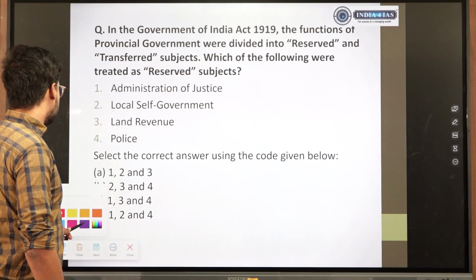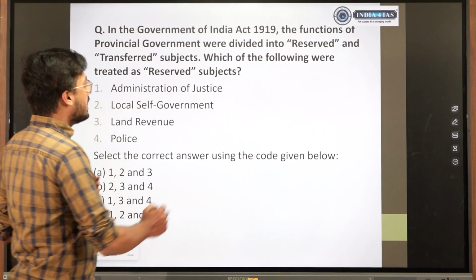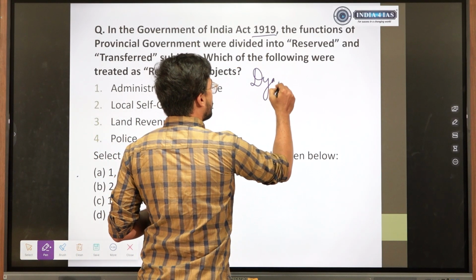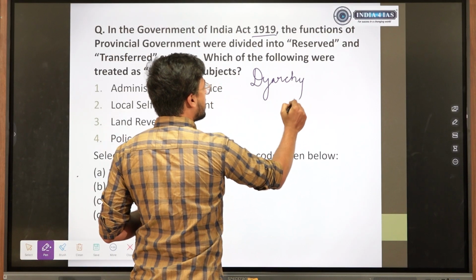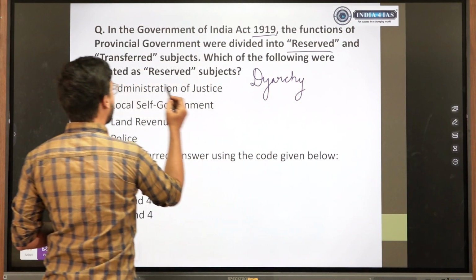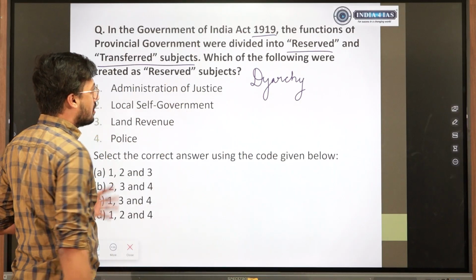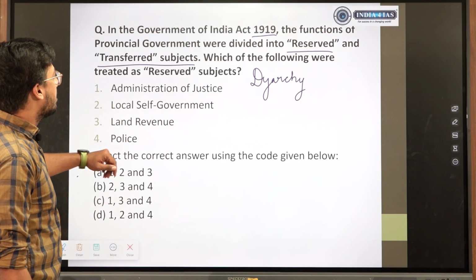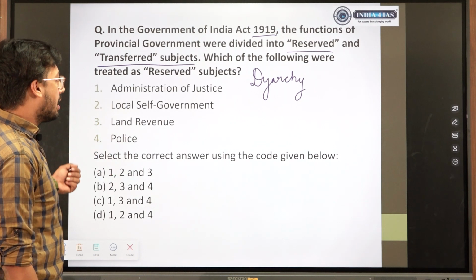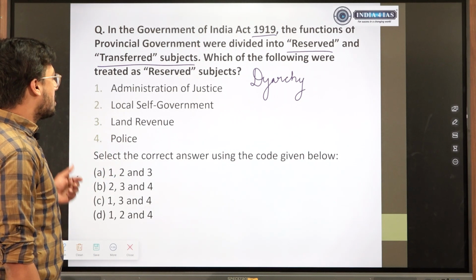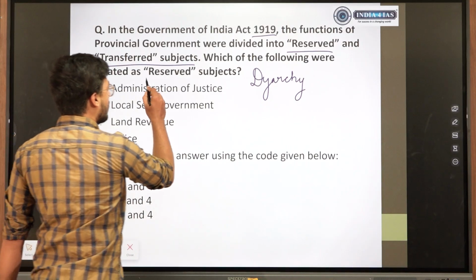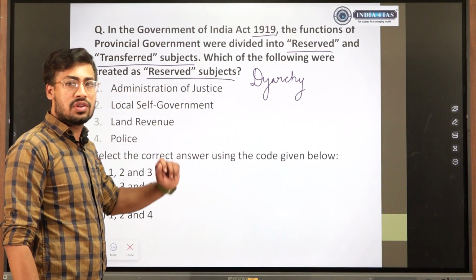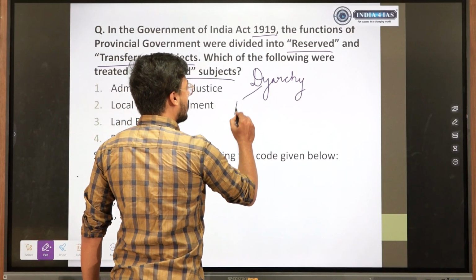So first question, the 1919 Act. We know what it is and we have studied about diarchy also, where the subjects were divided into reserved and transferred subjects, right? In this question, the Government of India Act 1919, the functions of provincial government were divided into reserved and transferred subjects. Which of the following were treated as reserved subjects? All we know is that in the 1919 Act there was diarchy, transferred subjects and reserved subjects.